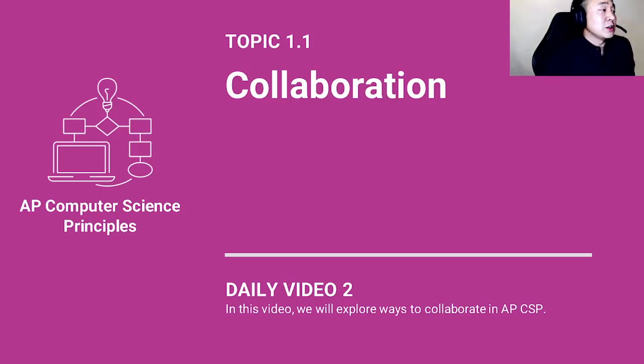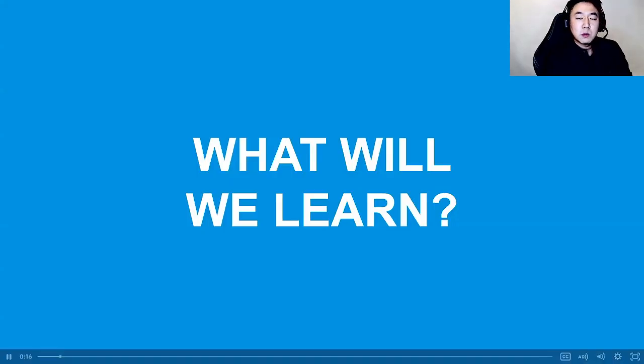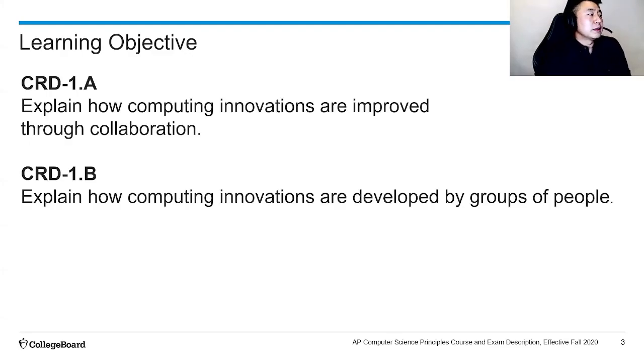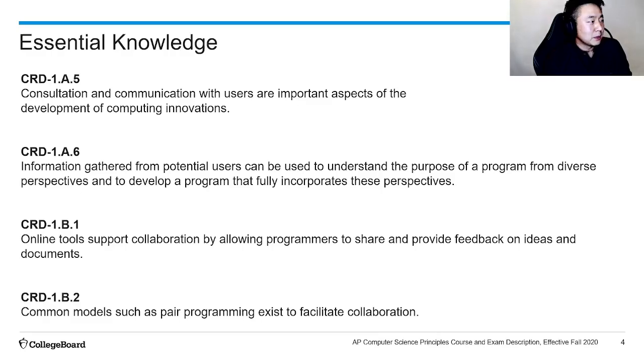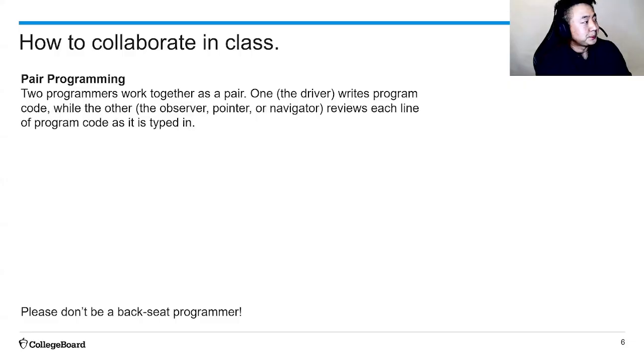And today I'm going to be talking to you about topic 1-1 collaboration, but more specifically, ways to collaborate in AP CSP. So, what we're going to learn. We're going to learn how computing innovations are improved through collaboration and explain how computing innovations are developed by groups of people. So, these essential knowledge topics here I will not cover, but they are there for your reference. So let's look at some examples.